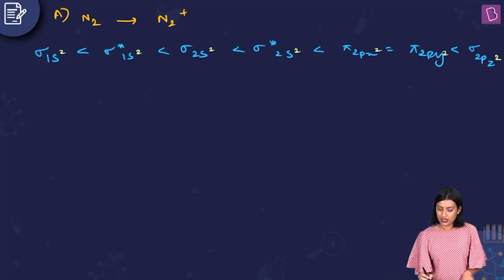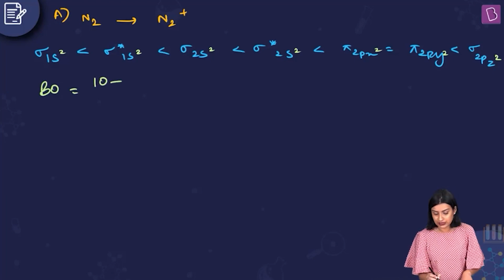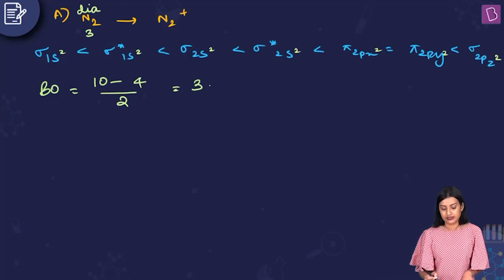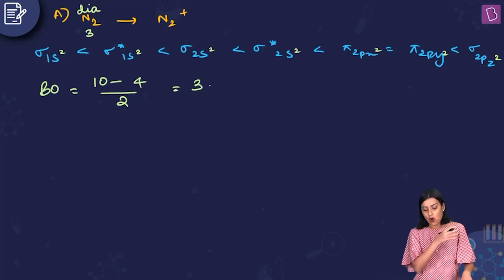Here your bond order is going to be number of electrons in the bonding orbitals, that is 10, minus number of electrons in the anti-bonding orbitals, that is 4, divided by 2, which is 3, right? So here your bond order is 3, and this is a diamagnetic species. You can see that all electrons are paired. There is no unpaired electron. So N2 is a diamagnetic species.